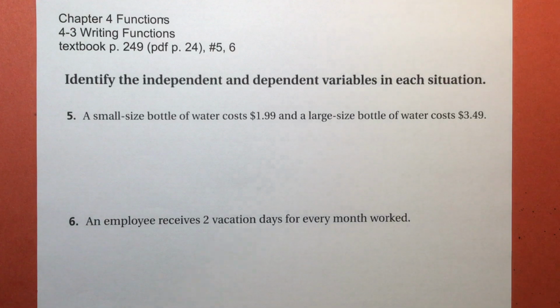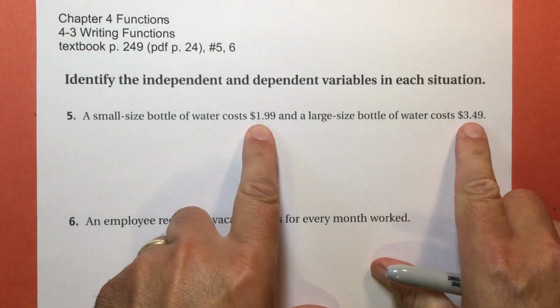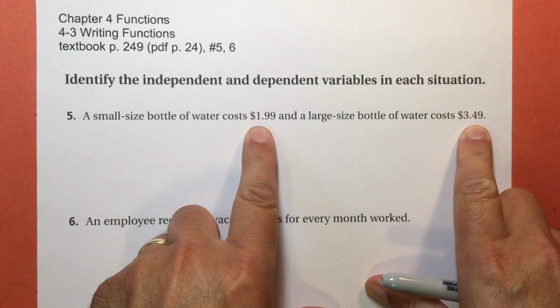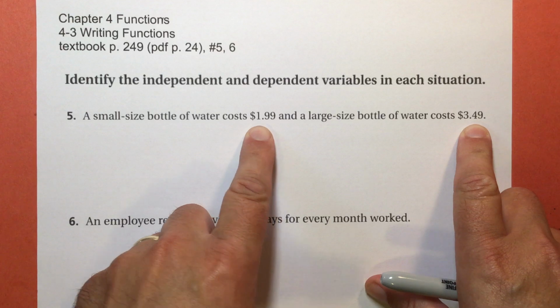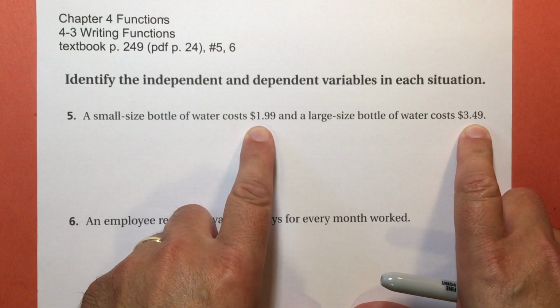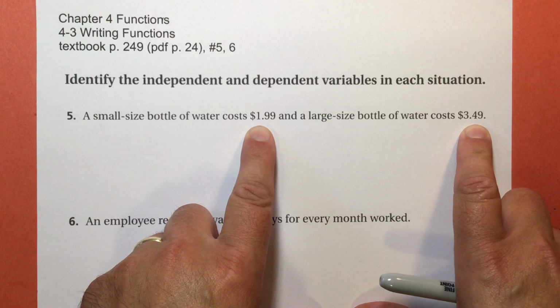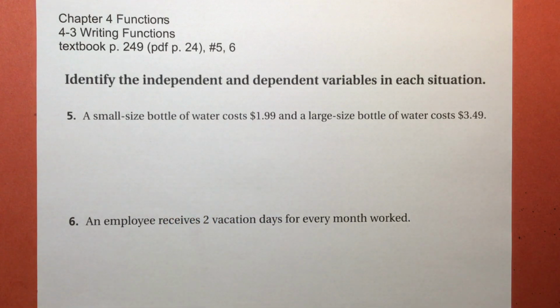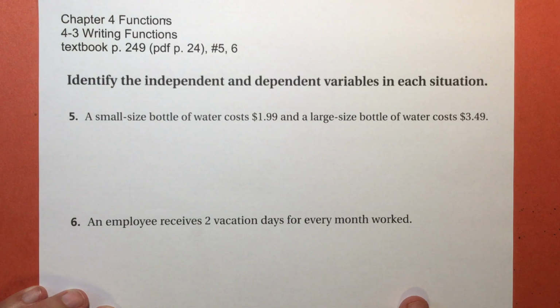All right, problem number 5. A small size bottle of water costs $1.99 and a large size bottle of water costs $3.49. First of all, in your answer, do not include either of these numbers. These are constants, at least in context of the problem, and they are not variables. Remember, constants are not variables. The independent and dependent variables are things that you are going to measure, and you're going to describe them with words. So we're going to use words, all right?